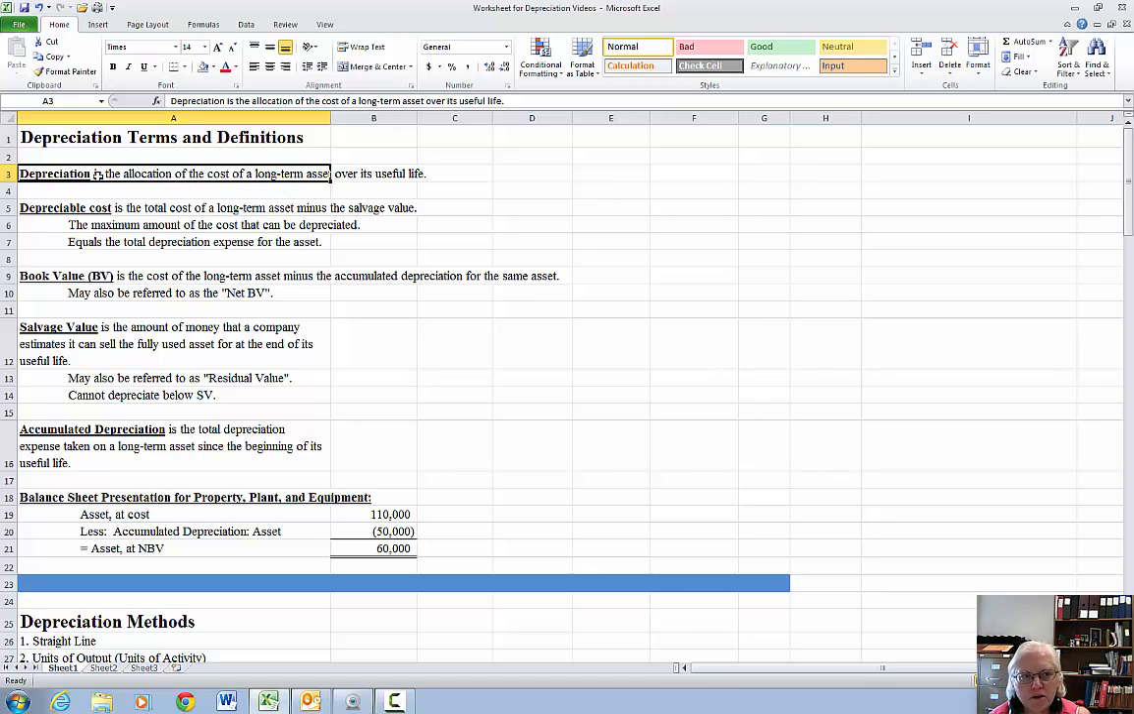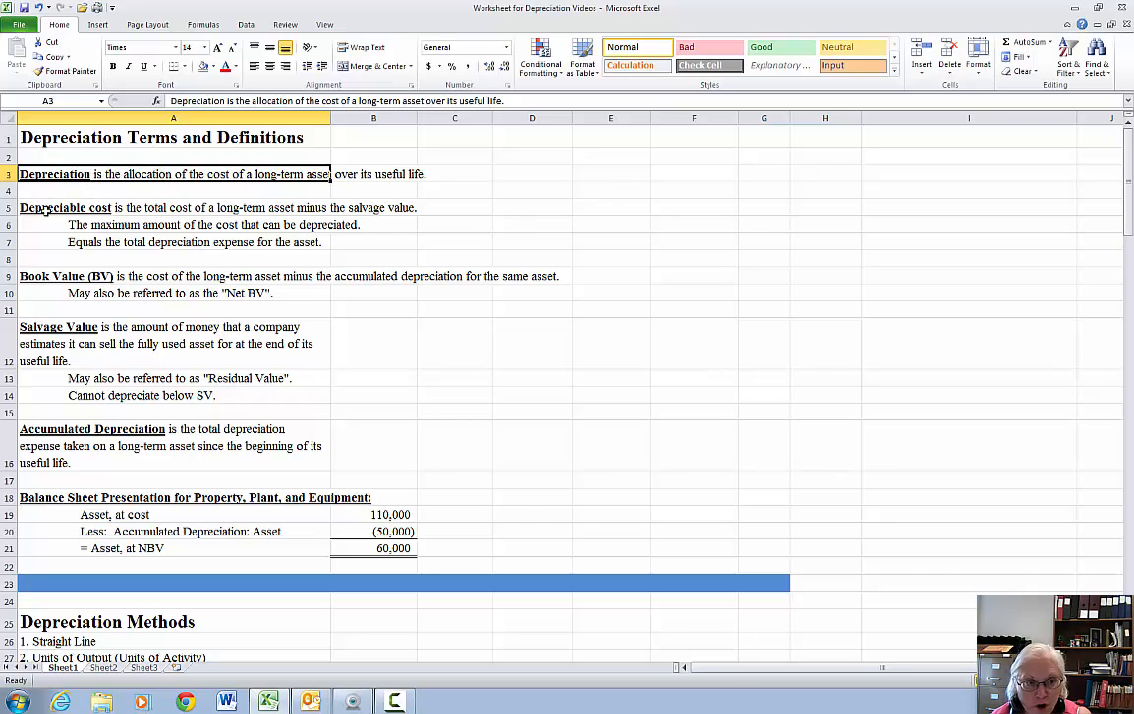So what's happened here is we have purchased an asset that we're going to use in our business, and it's going to last for more than 1 year. So what we want to do is every year that we use it, we want to allocate a portion of the cost of that asset to expense, to depreciation expense, and then match it against the revenue that that asset helped produce that year. Okay, so depreciation is a cost allocation method.